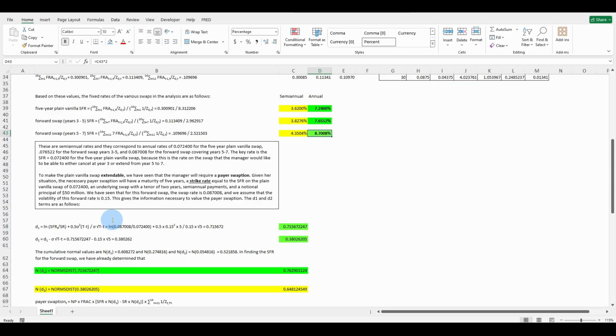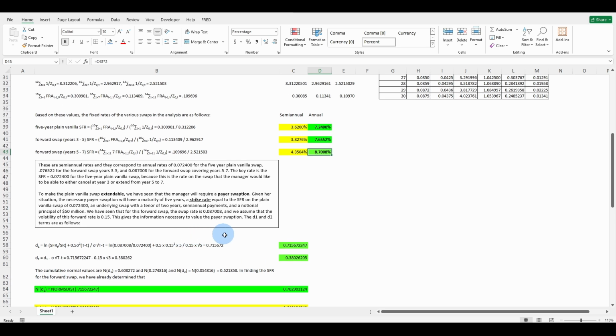The d1 and d2 terms are as follows. For d1, we're going to use this 8.708 here, divide it by 7.240 here, plus our timeline, the volatility times the term, 5 years, divided by the 0.15 standard deviation, which gives us d1. d2 is 0.7156 above minus 0.15 times the standard deviation, which equals 0.3802.